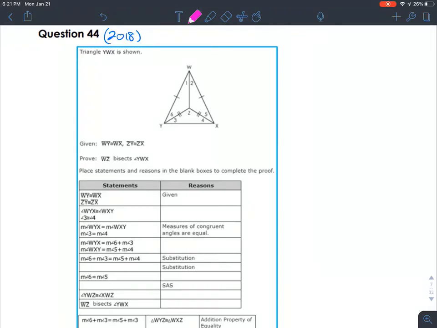Question 44. Triangle YWX is shown. That's that big triangle. Given WY is congruent to WX, the picture shows that already. Given segment ZY is congruent to segment ZX, the picture shows that as well. Prove that segment WZ, that's this fellow right here, bisects angle YWX.